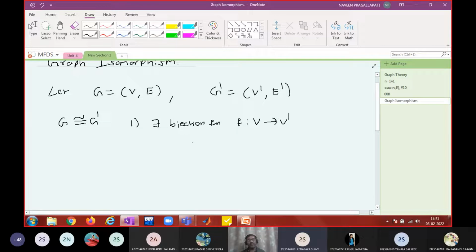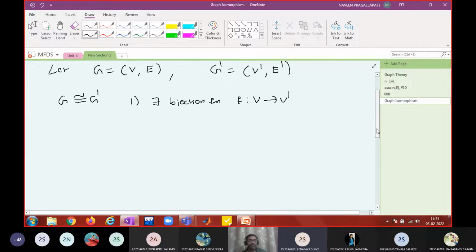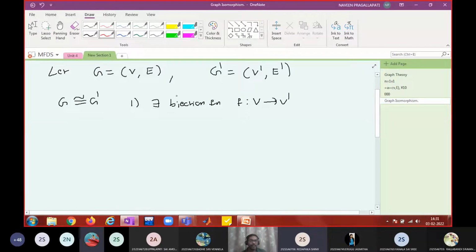What do you mean by bijective mapping? Do you remember? What is bijective? Mapping from domain to codomain, that is a function, that is called mapping. When do you say a mapping is called bijective mapping? When it is 1, 1 and onto. 1, 1 and onto.